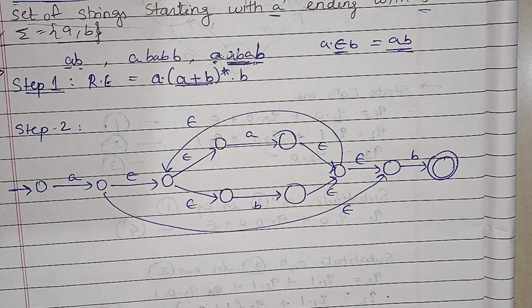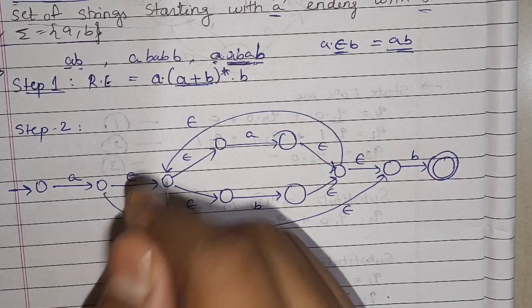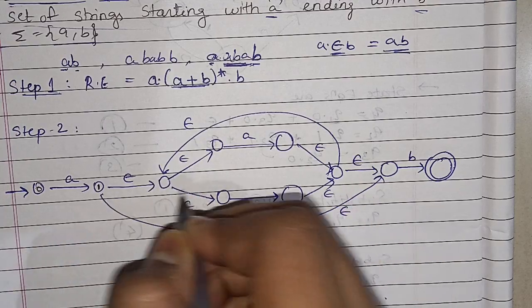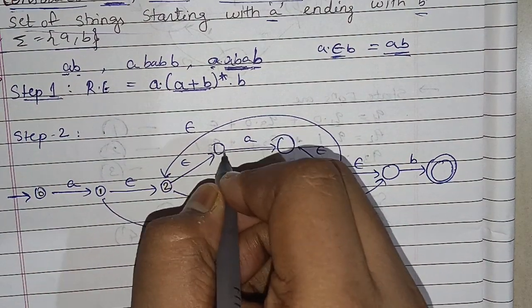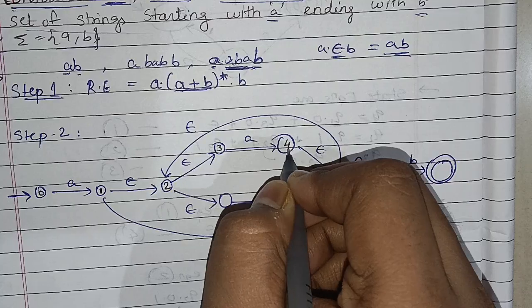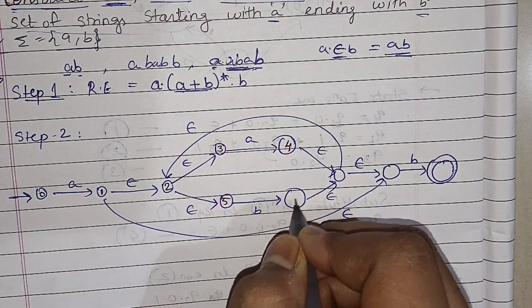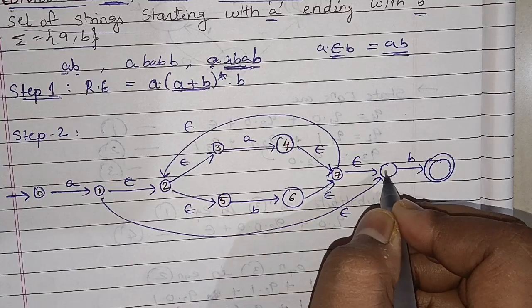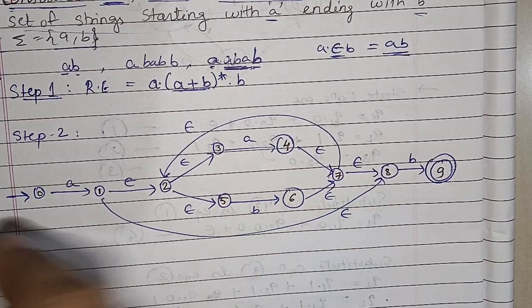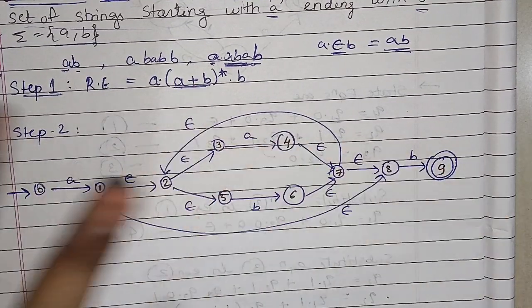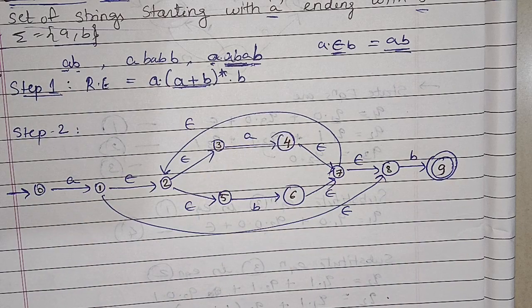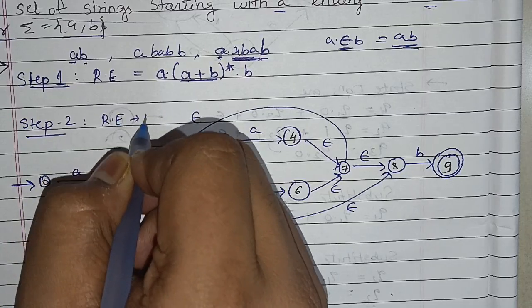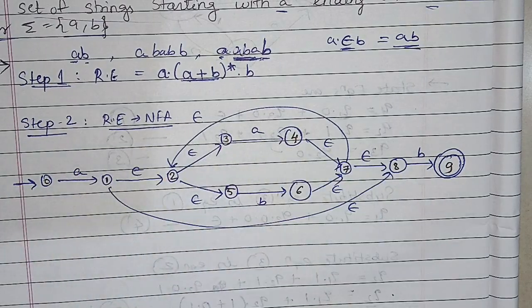Okay, I will give the numbers 0, 1, 2, 3, 4, 5, 6, 7, 8 and 9. From 0 to 9 means we have a total of 10 states. Okay, so this is our step 2, regular expression to NFA.